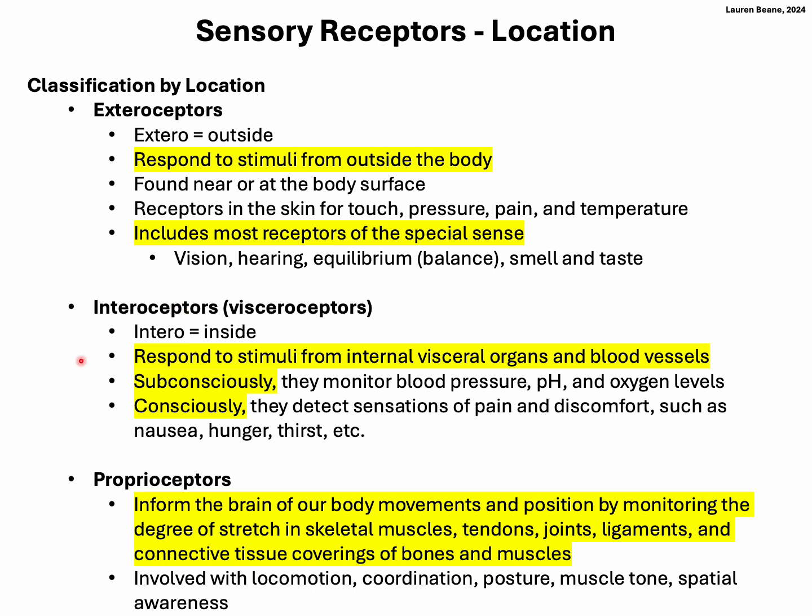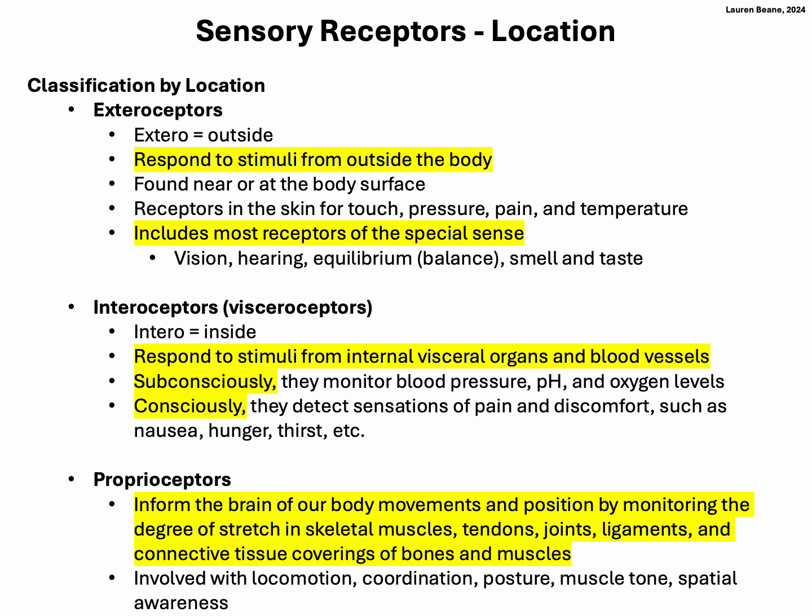Interoreceptors or visceroreceptors, visceral means inner. This responds to stimuli from internal visceral organs, and that can create a sensation on either a conscious or a subconscious level. Like we can be consciously aware of the sensations of pain in the GI tract, nausea, hunger, thirst. But then there's a lot of subconscious sensory information traveling to the central nervous system as well that we are not at all aware of.